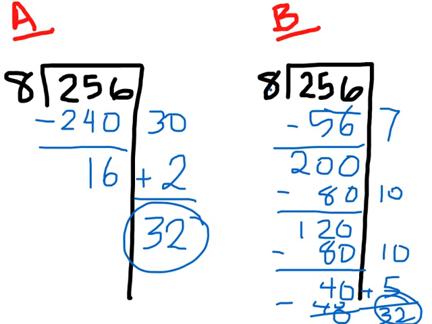So the great thing about the Big 7 strategy is that anyone can use it using any knowledge that they have about multiplication.